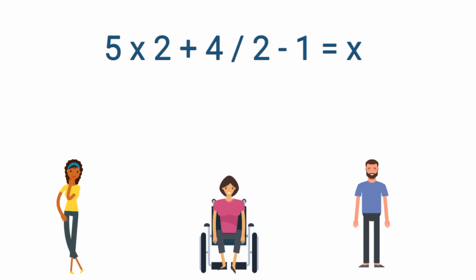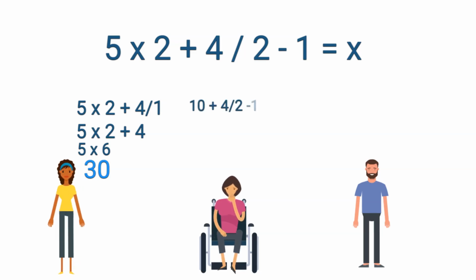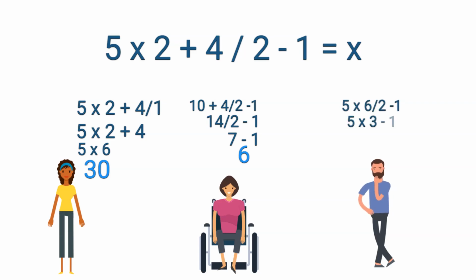Person 1 might say, well, 2 minus 1 equals 1, 4 divided by 1 equals 4, 4 plus 2 equals 6, 5 times 6 equals 30, so the answer is 30. And then person 2 might say, 5 times 2 equals 10, 10 plus 4 equals 14, 14 divided by 2 equals 7, and 7 minus 1 equals 6, so the answer is 6. Person 3 might say, 2 plus 4 equals 6, 6 divided by 2 equals 3, 3 minus 1 equals 2, 5 times 2 equals 10, so the answer is 10.